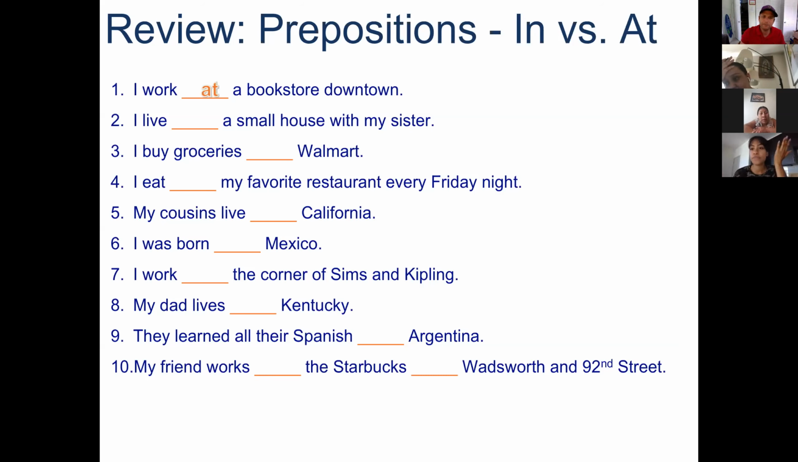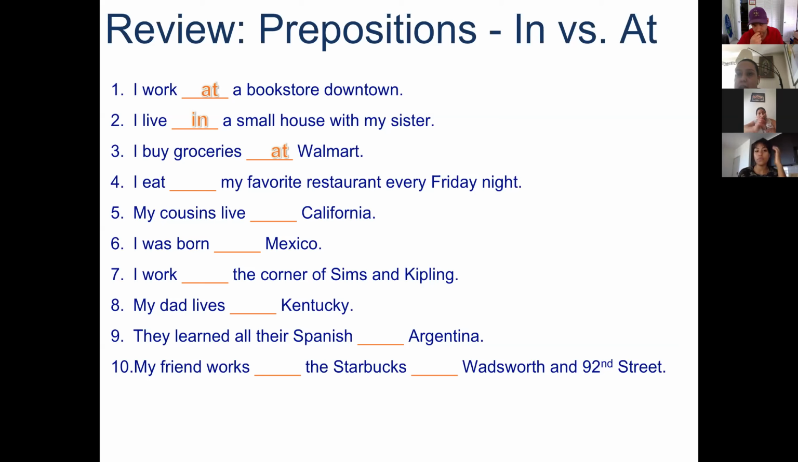Here, you know, honestly, can I use both? Most people, I think, would say at, but I'll accept in for this one as well. Okay. I live in a small house with my sister. What about? I buy groceries in Walmart. Oh, this one could be either. I would normally say at. Typically speaking, when we're talking about a business or a specific place, we use the word at in English.